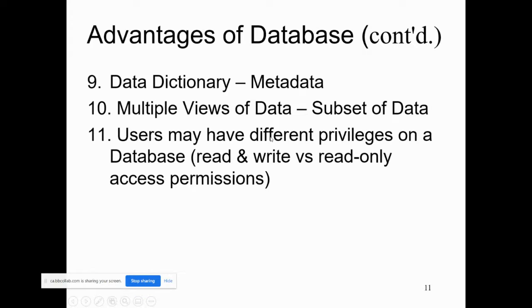Multiple views of data. We have different categories of employees within each company, and each category may need a subset of data. For example, for me, I just need a student name and the class. That's maybe good enough, a class listing. But the coordinator may need more information about the student. So now we have multiple views or subsets of data.